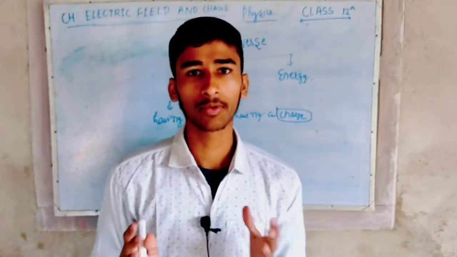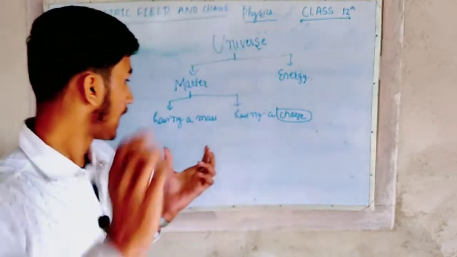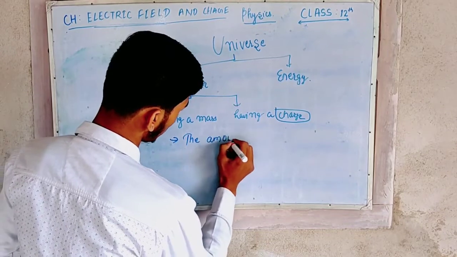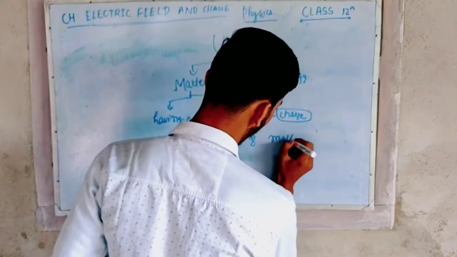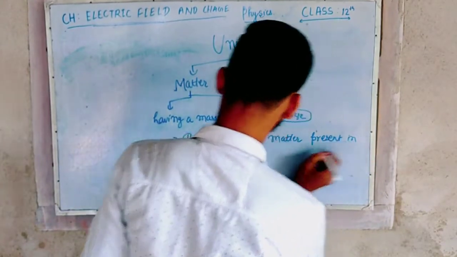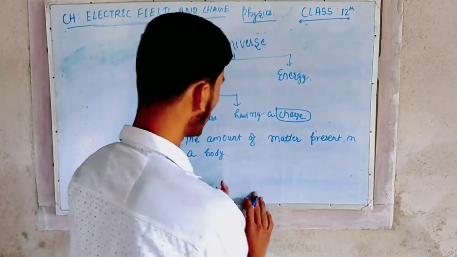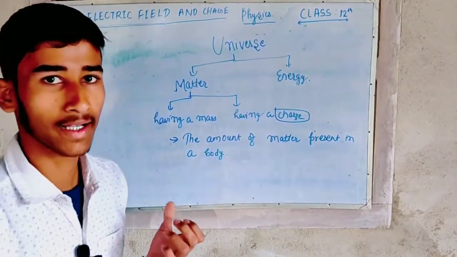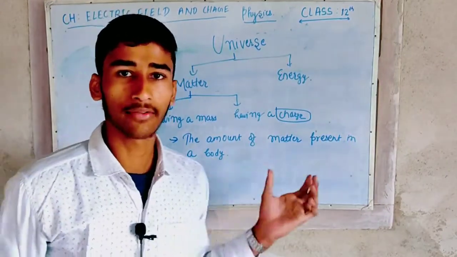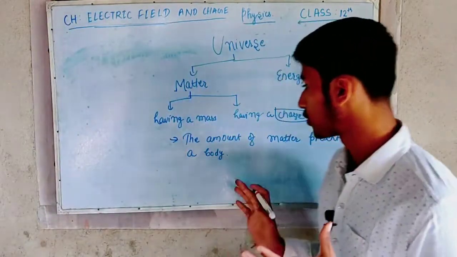Most people confuse mass and weight, so let me explain mass. Here I am writing: the amount of matter present in a body. This is the definition of mass, and that's why I have explained this. The amount of matter present in a body, right? I hope you understand.